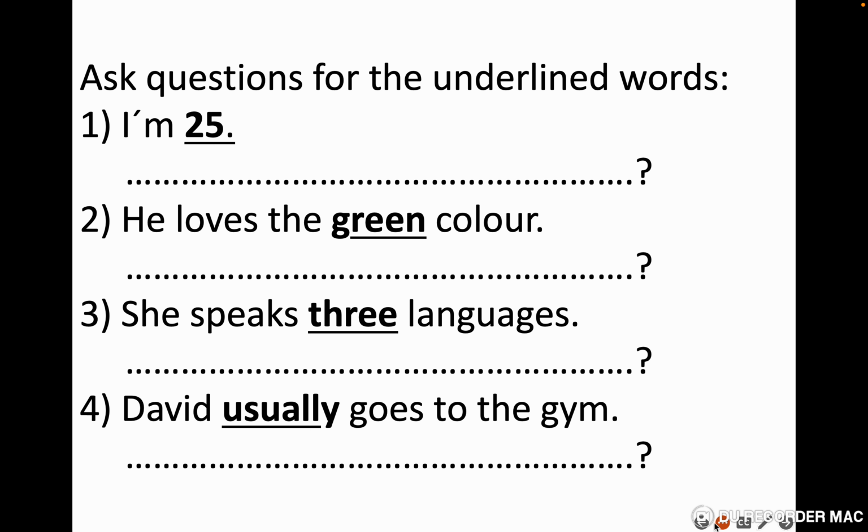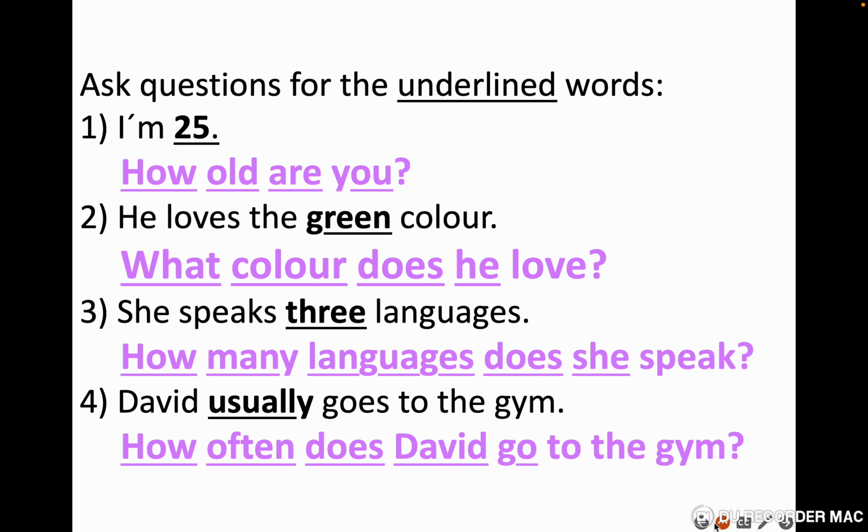Let's see the answers. I am 25. The question is, how old are you? I'm 25. Number 2. He loves the green color. What color does he love? If you say what color he loves, it's not correct. If you say what color does he loves with S, it's not correct. If you write what color do you love, it's not correct. So the correct question is, what color does he love?